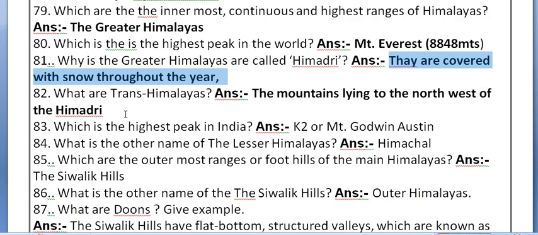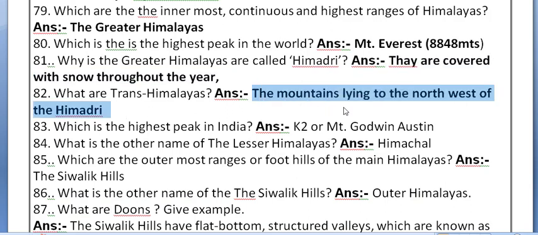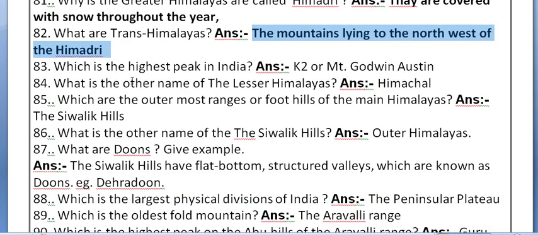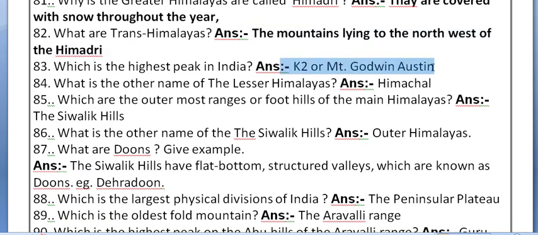What are Trans-Himalayas? The mountains lying to the northwest of the Himadri are called Trans-Himalayas. Which is the highest peak in India? The answer is K2 or Mount Godwin Austen.